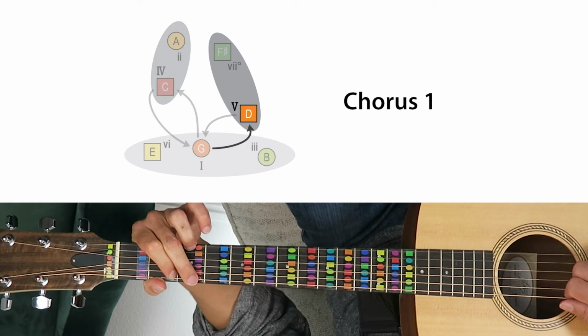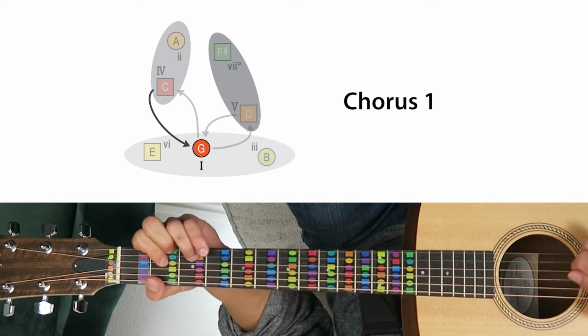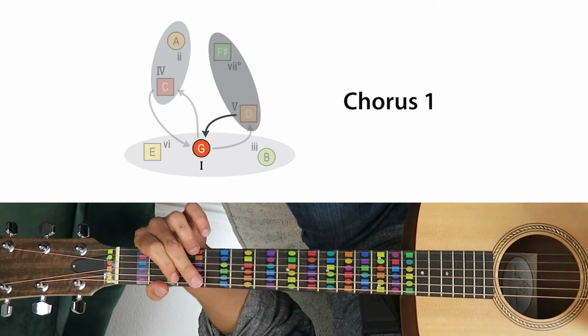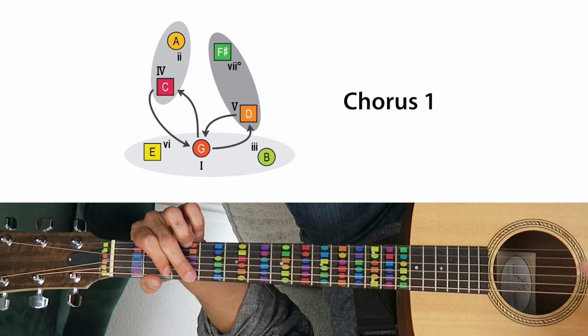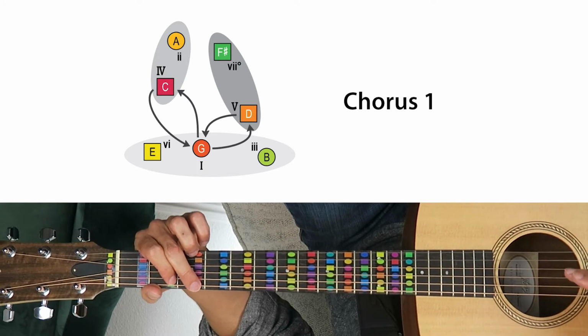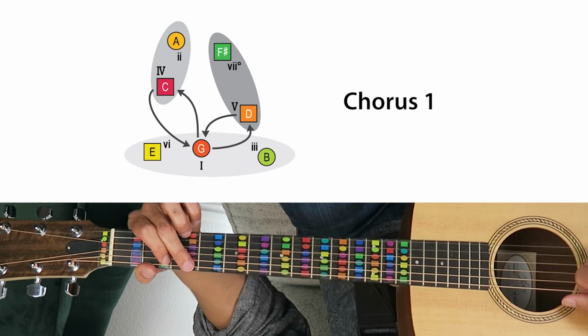So this is just repeating the 1, 4, 1, 5 progression of the verse, but now with a new melody over the same progression. But because of the new melody, it sounds a little different, gives you a hook, and keeps the song moving forward.